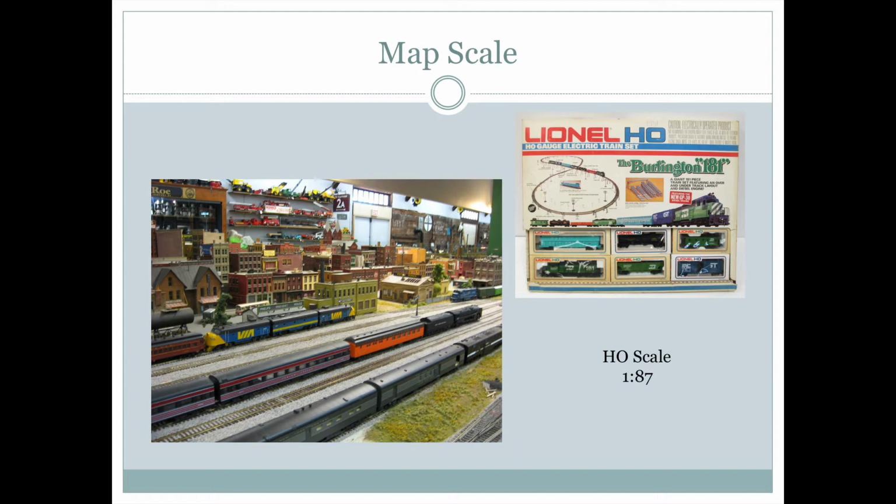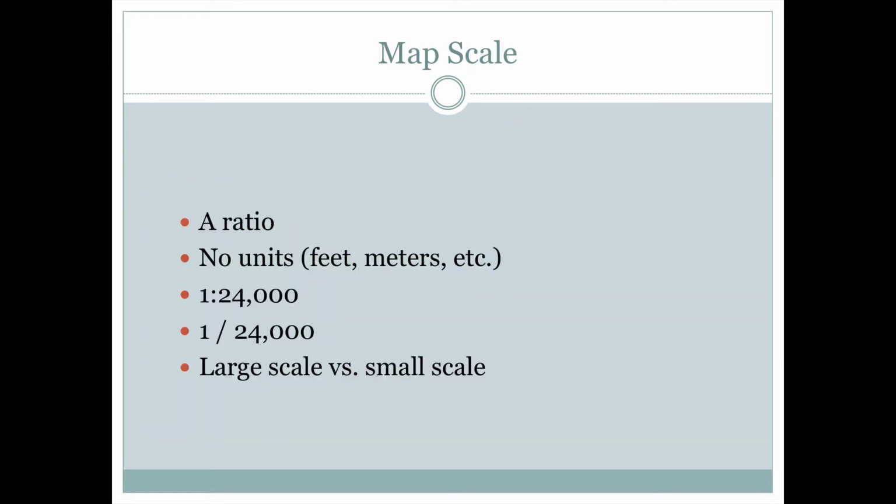In this example, this is an HO scale train. HO scale means that the scale of the toy trains is 1 to 87. In other words, everything on that train is 1/87th the size of what it would be on a real train. So things have just basically been shrunk down by a factor of 87.